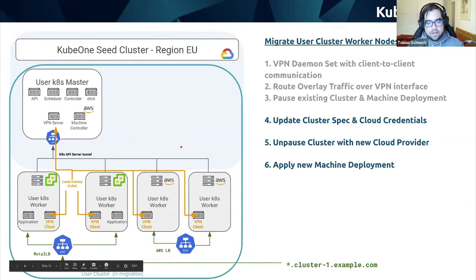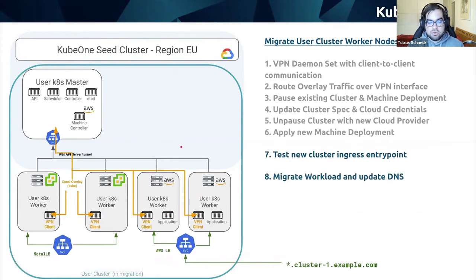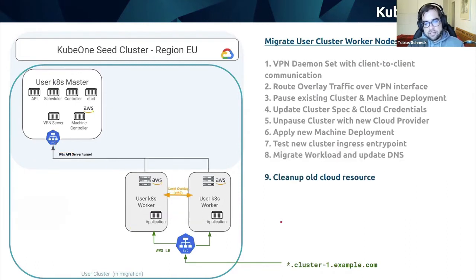After this happens, we can remove the workload from the old workers and move the workload to the new applications. After this is done, we can also rename the DNS names to the new cloud load balancer and ensure that we have now migrated traffic to the new cloud. At last, we clean up the old resources and remove the VPN overlay that we no longer need, because these two workers can now talk to each other with the ETH interface. And that's how we migrated it.